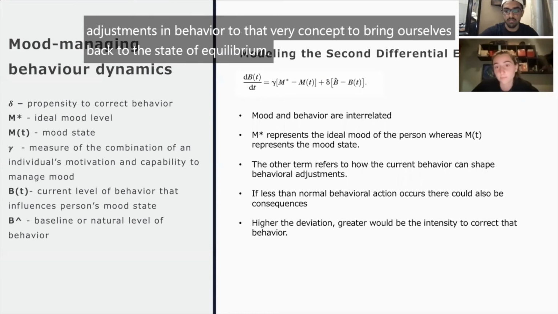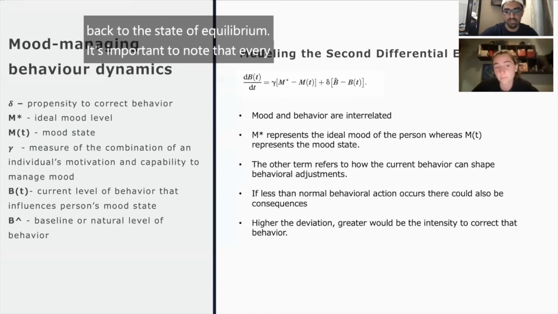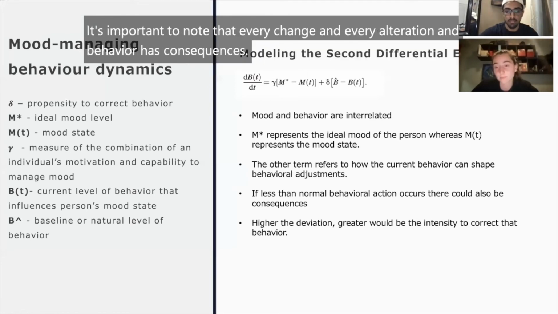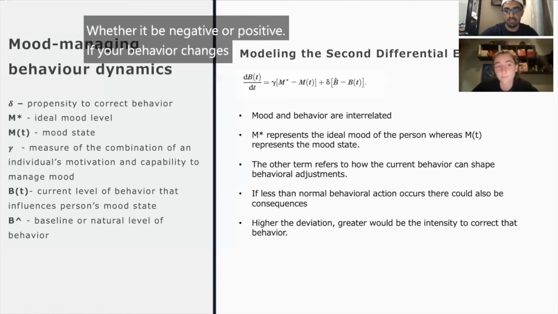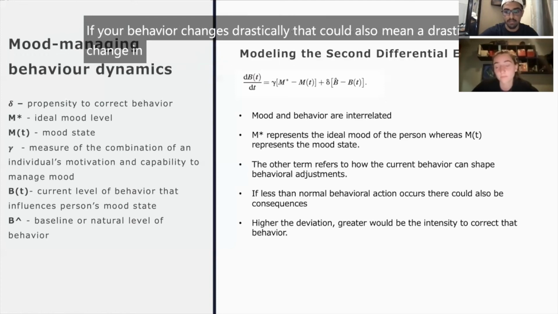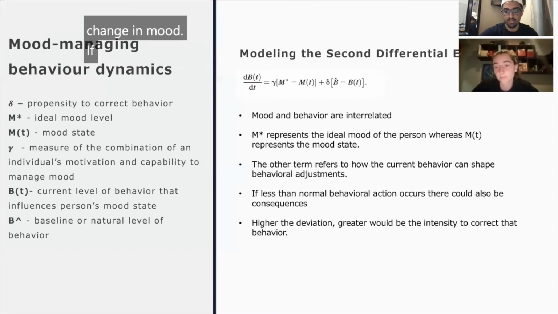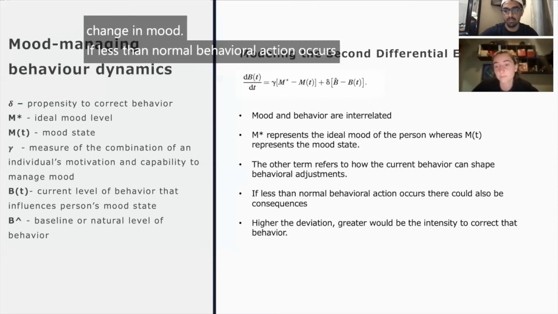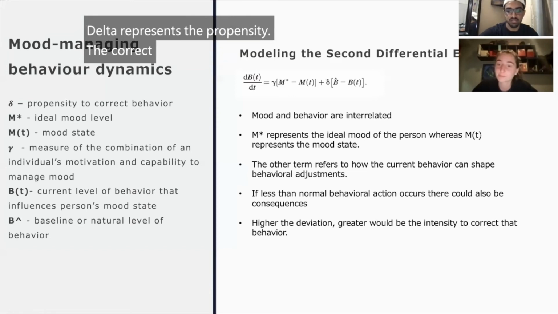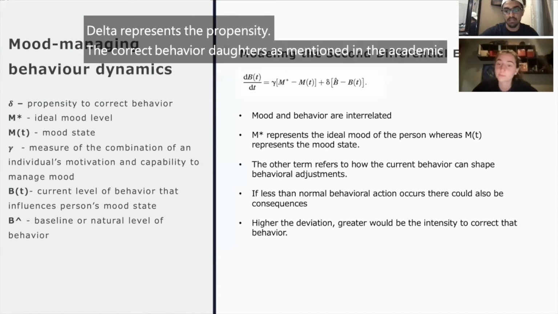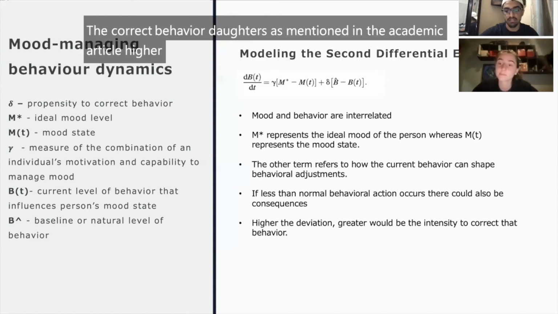It's important to note that every change and every alteration in behavior has consequences, whether it be negative or positive. If a behavior changes drastically, that could also mean a drastic change in mood. If less than normal behavioral action occurs, there could also be consequences. Therefore, in the equation, delta represents the propensity to correct behavior. That is, as mentioned in the academic article, the higher the deviation, the greater the intensity to correct this behavior.